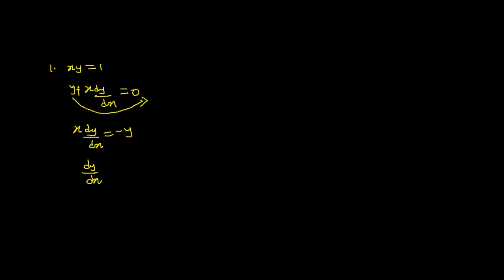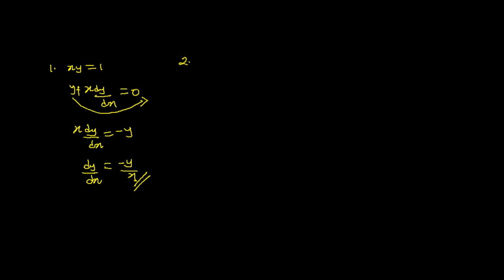Alright, so now we are going to find dy/dx. That means we are going to make dy/dx the subject of the formula. So we take this x to this side, and that gives us minus y over x. So this is your dy/dx. Let's look at example 2.